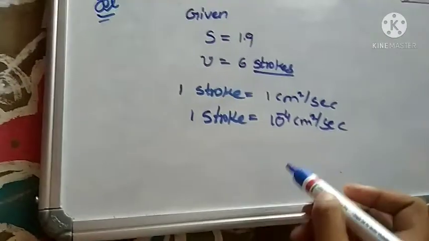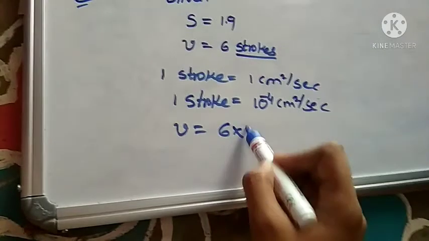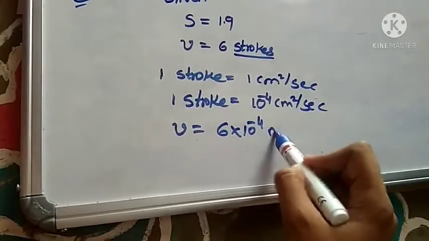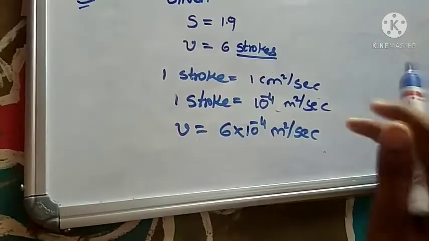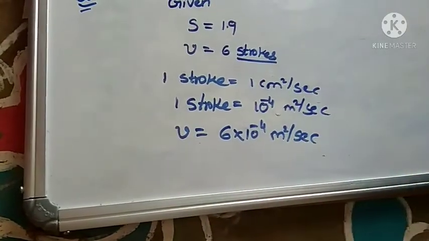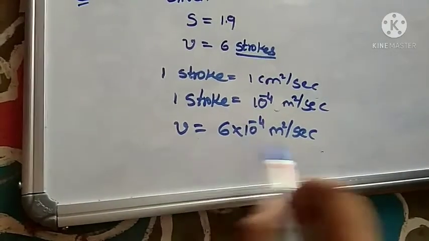So here what is given? nu is equal to 6 stokes. So 6 into 10 to the power of minus 4 meter square per second. Sorry, here this is meter square. Why? Because 10 to the power of minus 4 is there. So meter square per second. This is the unit conversion of kinematic viscosity from stokes to meter square per second.